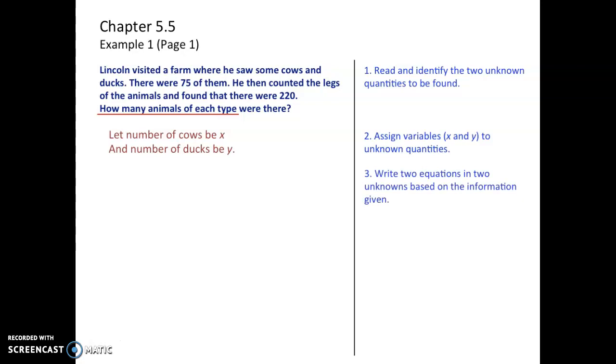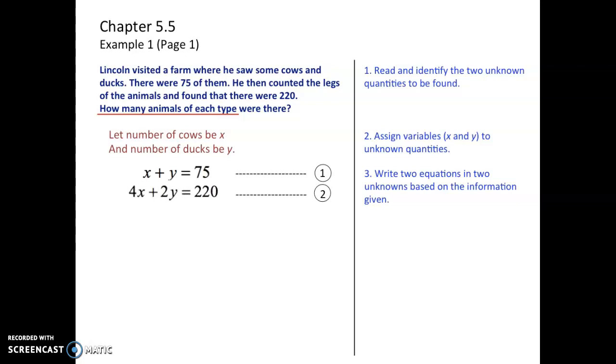Now, before we solve any equations, we need to form the equations first. So we have to form two equations based on the information that we are given in the question. The first piece of information that was given was that there were 75 animals. So we know that the number of cows x plus the number of ducks y will be equal to 75. As such, we will label this equation as equation 1.